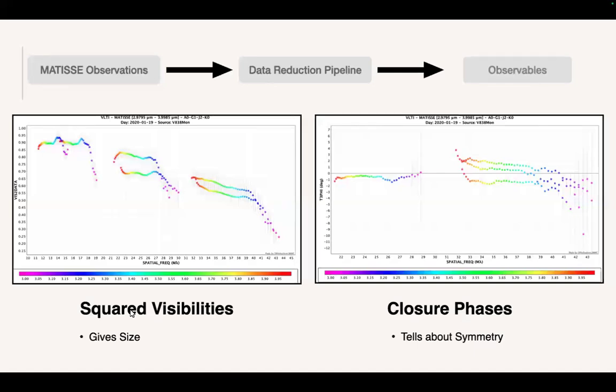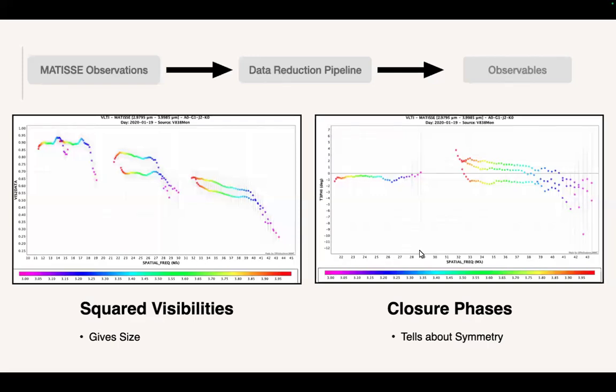From the fringe pattern, you get these 2 quantities. On the left, I'm showing you the squared visibilities, and on the right are the closure phases. Very simply, you can think of it this way: the power of the fringes is stored in the squared visibilities. Both of these quantities are plotted as functions of the spatial frequency, and the larger the spatial frequency, the larger your baseline.